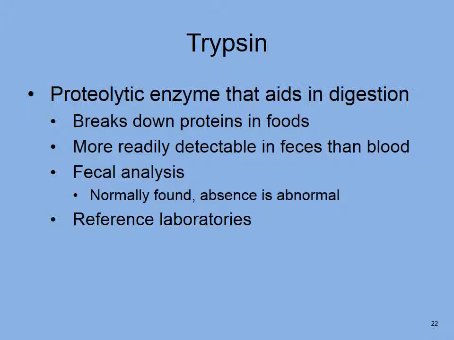So as mentioned, trypsin is a proteolytic enzyme that aids in digestion, as are most things that come out of the exocrine pancreas. It breaks down proteins in foods. It's more readily detectable in feces than in blood, so we can do fecal analysis for trypsin. It should be there. If it's not there, that's abnormal. And this is done in reference laboratories.